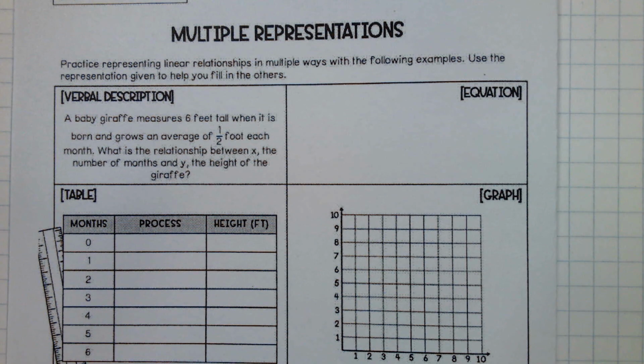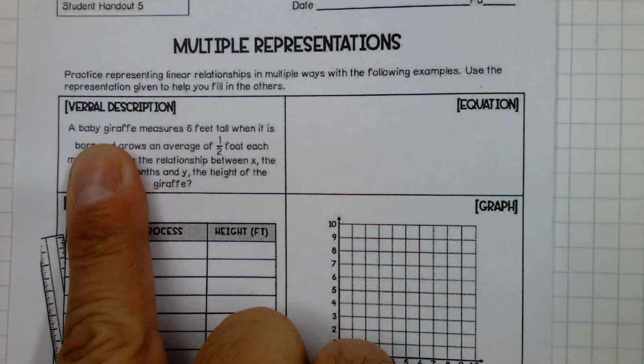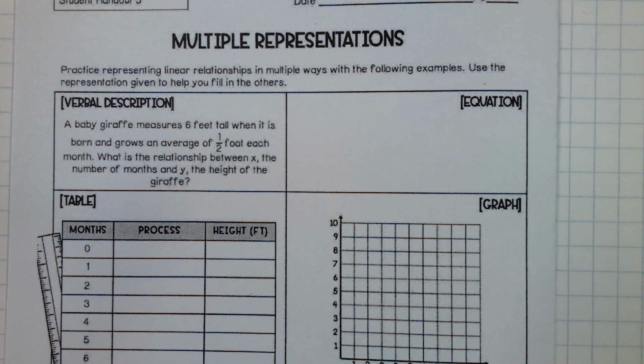Okay, so today we're going to practice representing linear relationships in different ways. So here's some examples we're going to go through. The first one, we're going to get a verbal description. All right. So, Elena, would you mind reading this verbal description for us, please?